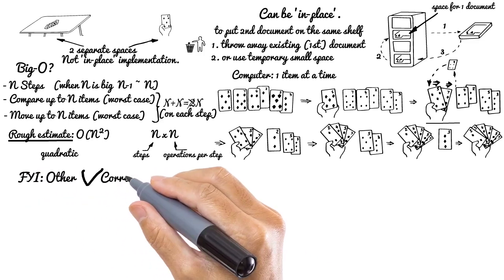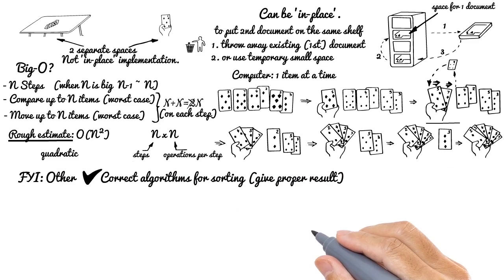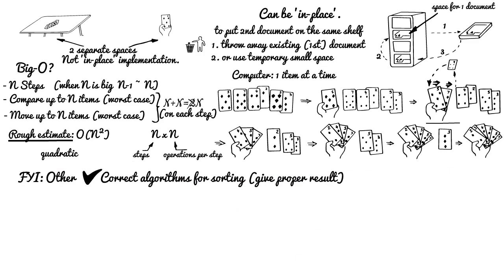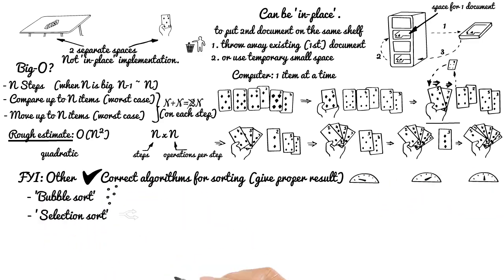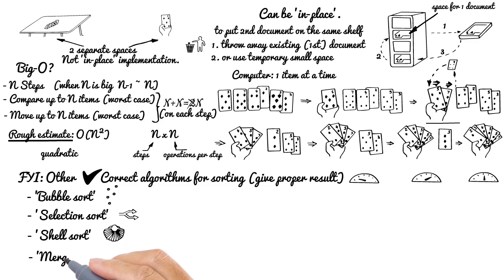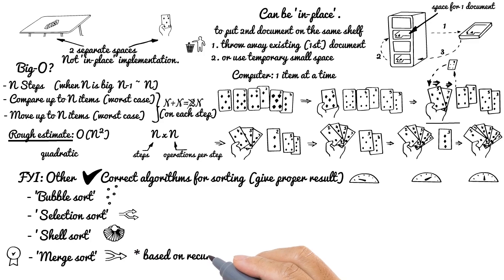There are several other correct algorithms for sorting, giving the same proper results, but applying different approaches and therefore working at different speeds. You can check yourself bubble sort, selection sort, shell sort, a certain variety of insertion sort, to practice and see the ideas underneath correct algorithms. My recommendation is to pay your attention to merge sort as a very efficient algorithm. For learning merge sort, you need to know the idea of recursion and recursive algorithms though. Let me give a simplified idea in a couple of words.